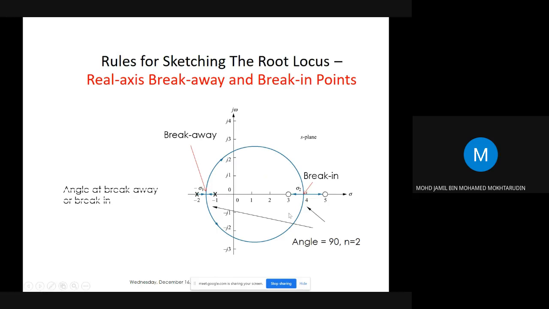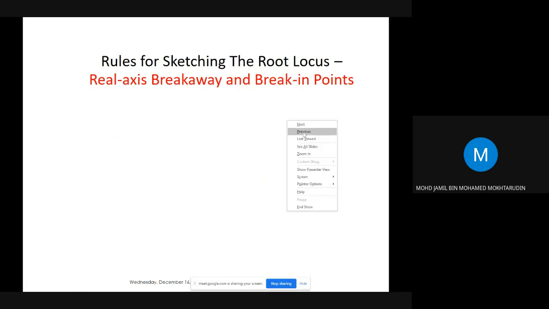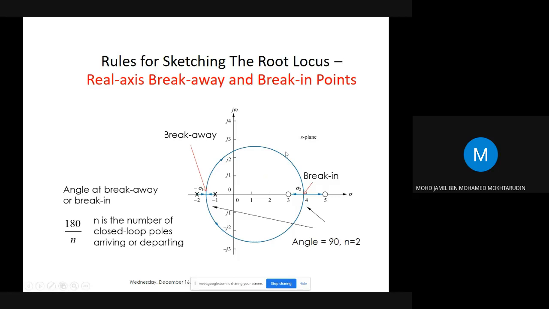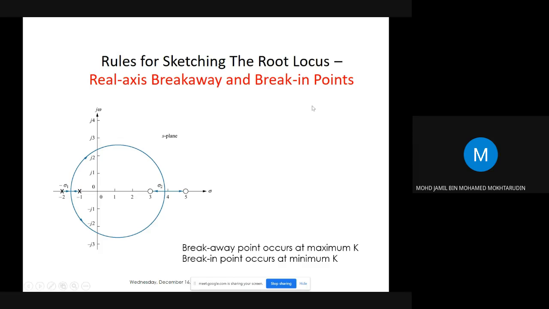So the angle at breakaway or breaking point is 180 divided by n. So n is the number of closed loop poles arriving or departing. So here you have two poles that are departing. So 180 divided by 2. So the angle is 90 degree. So angle ni selalu tak tanya pun, okay? Angle untuk breakaway and break-in.